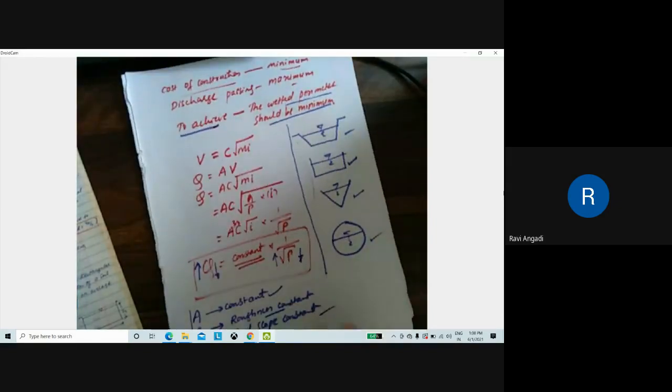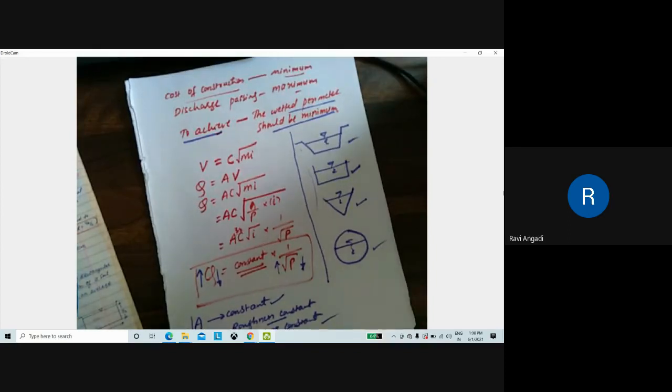So what is the most economical channel section? Definition. What is the most economical channel section definition?